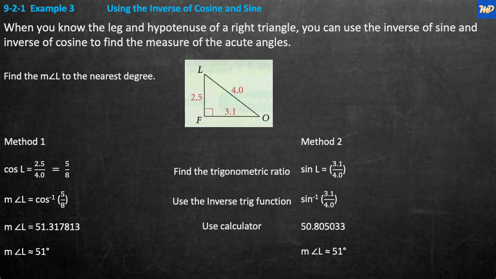Okay. So first, look at angle L. Let's do the cosine of angle L. Here's angle L, right up here at the top of the triangle. And we're going to do the cosine. Method 1 says the cosine of L is equal to 2.5, here's the 2.5, so it's the side adjacent divided by the hypotenuse. And the hypotenuse is right here, 4.0. So 2.5 divided by 4.0 is 0.625.